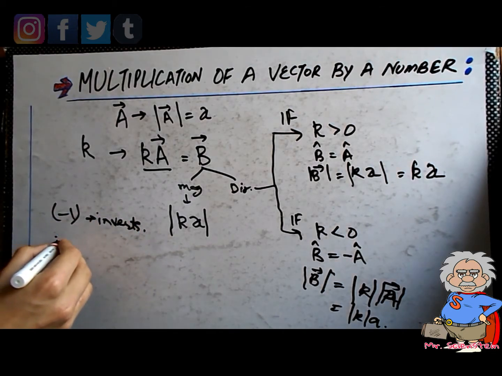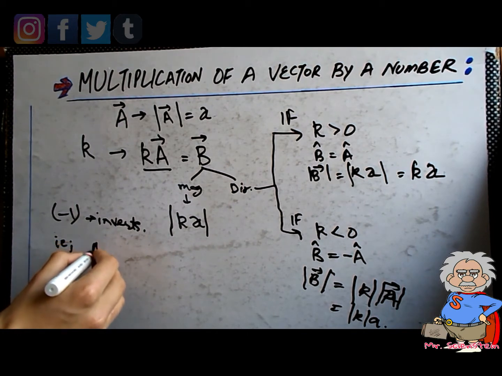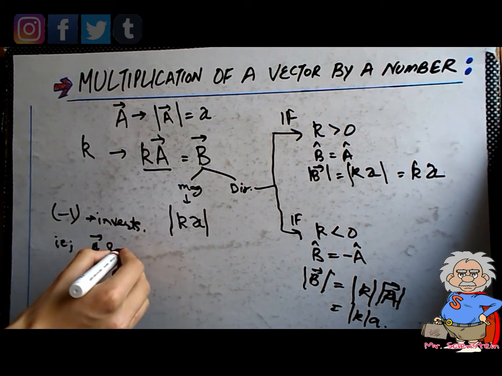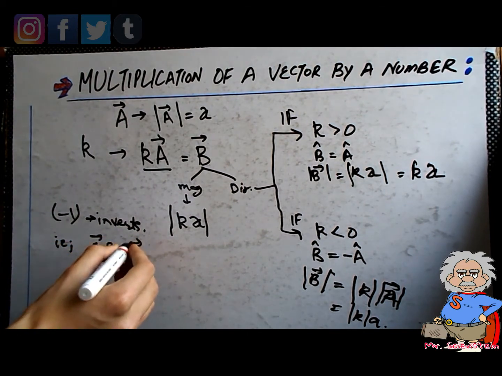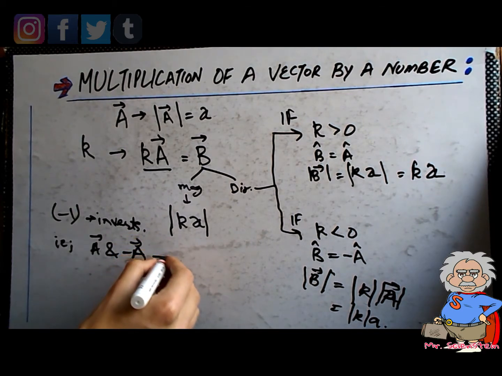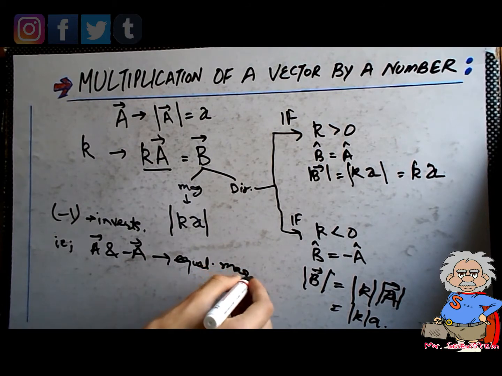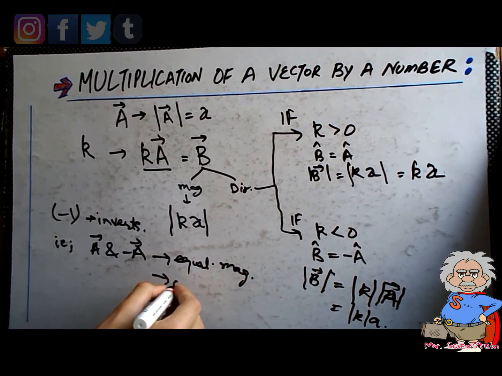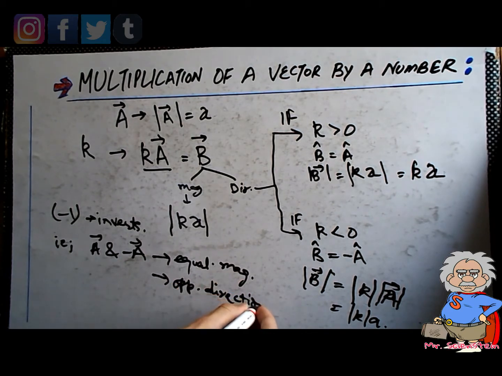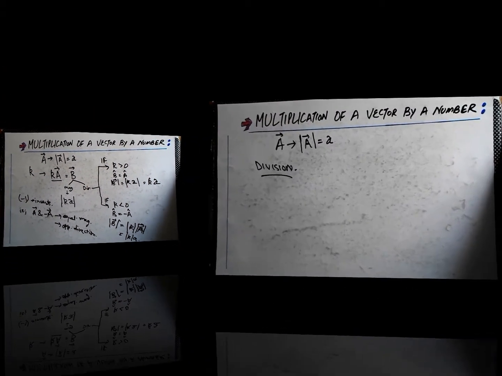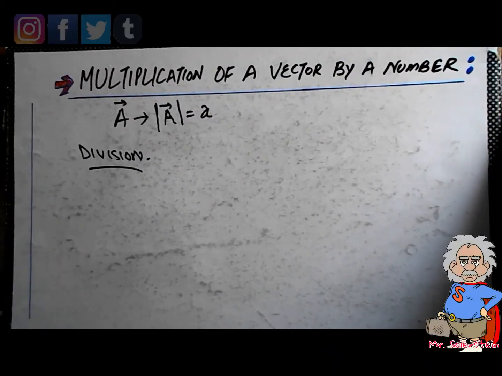That is, by that we mean that a vector and minus a vector, right, they are equal in magnitude, but they have the opposite direction. So that is what we mean: if we multiply -1 to a vector, it just inverts the direction of the vector. With multiplication, we will talk about division as well.